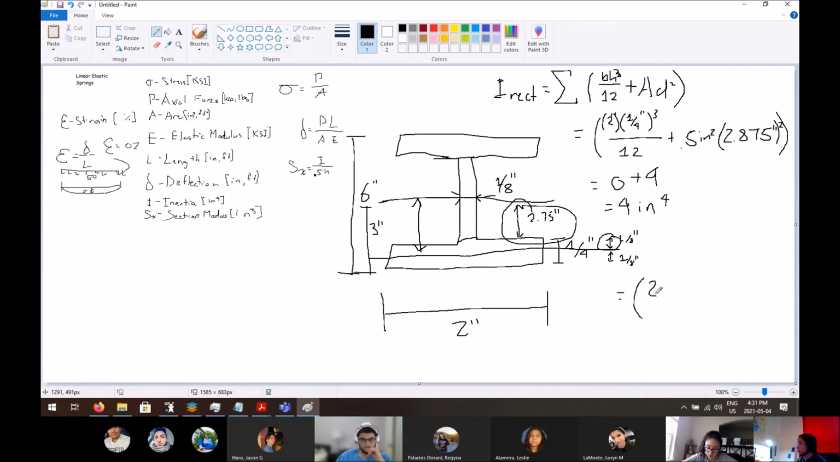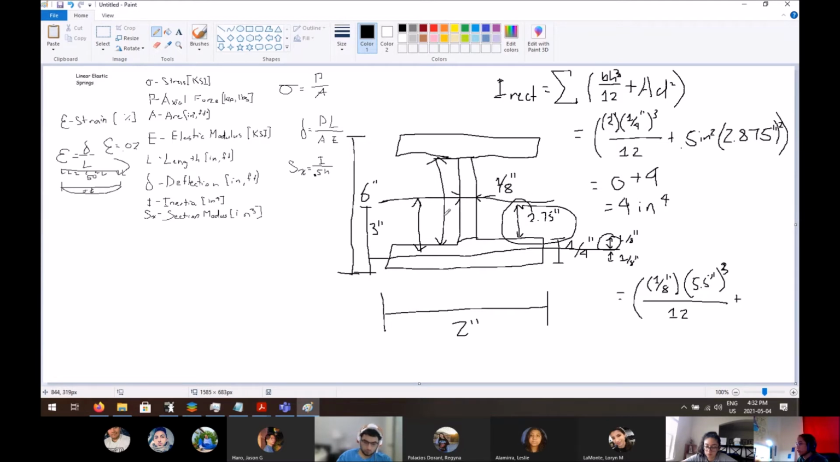So we're just going to take this middle one right here. That's not 2 inches. So thickness is 1/8 of an inch times, what's the height? Well, that would be 6 inches minus 1/4 minus 1/4. We're taking this entire distance right here. So that would be 5.5. Yeah, 5.5 inches cubed, divided by 12, plus what's the area?